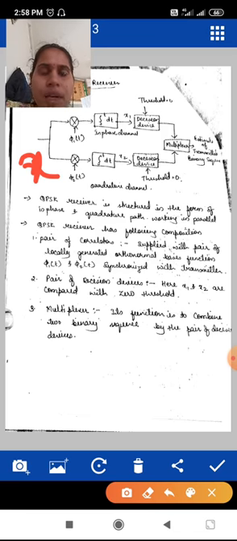Now again it is a coherent detector, so we are going to use a correlator. The first part in the correlator is to multiply the received signal with phi 1 of t and phi 2 of t. So x of t into phi 1 of t, and x of t into phi 2 of t. When you take the integration, you are going to get x1 and x2. Whatever x1 and x2 you get is sent to the decision device.